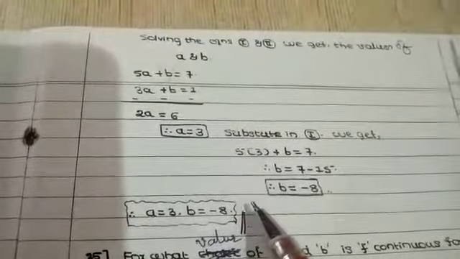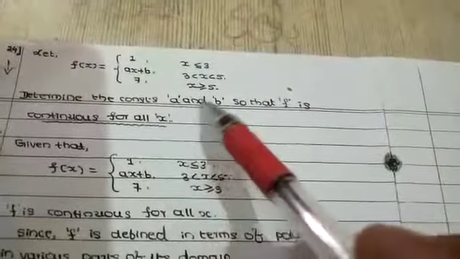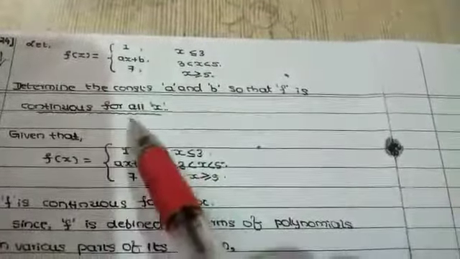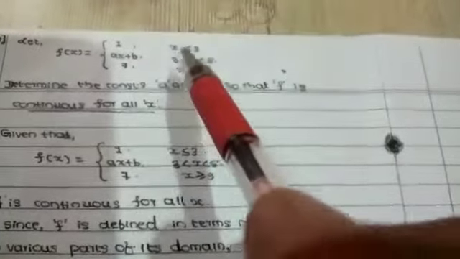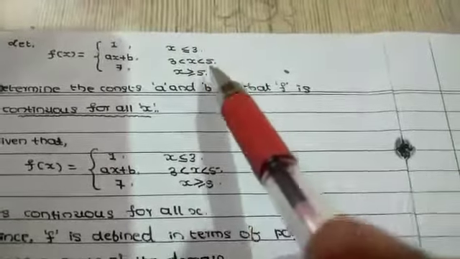So this is the method to find the unknown constant values, any two constants. Suppose the given function is continuous at two points, that is important: at the point x equals 3 and at the point x equals 5.